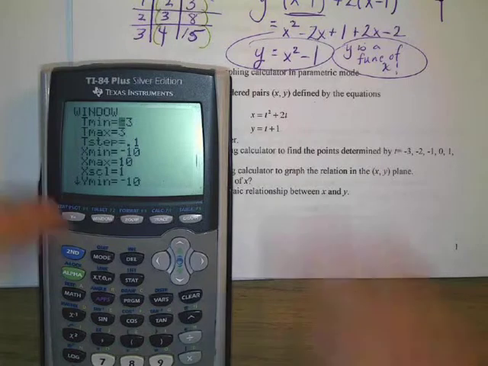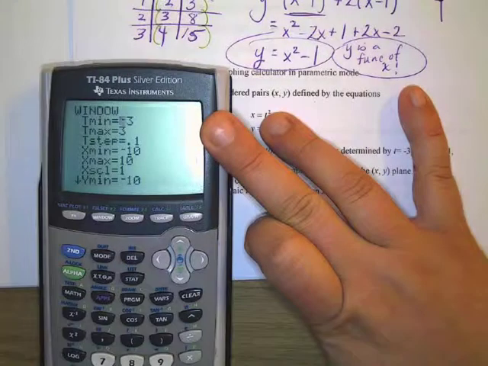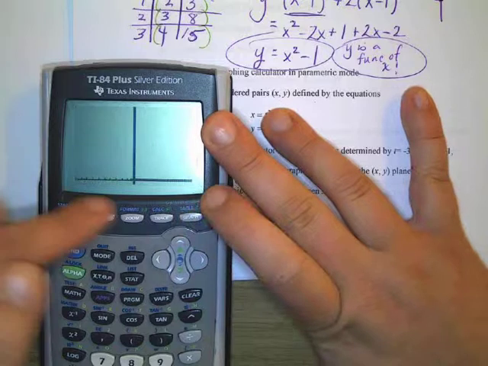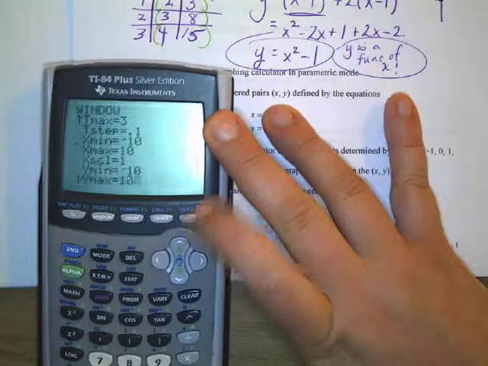And the rest of my window is the exact same as a standard viewing window. -10 to 10, -10 to 10. Are we okay? So let's see what happens. Oh, except my window wasn't -10 to 10. It was to 80. It should have been 10. There it is. Yay.